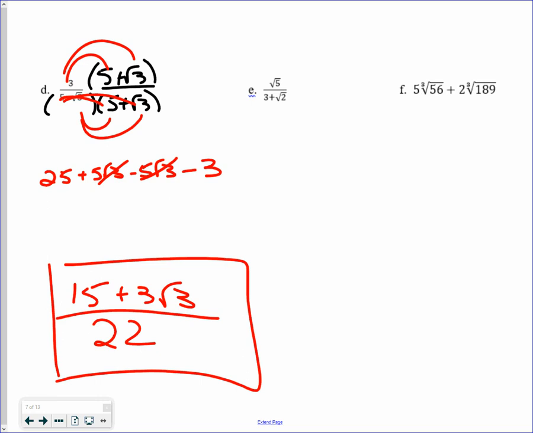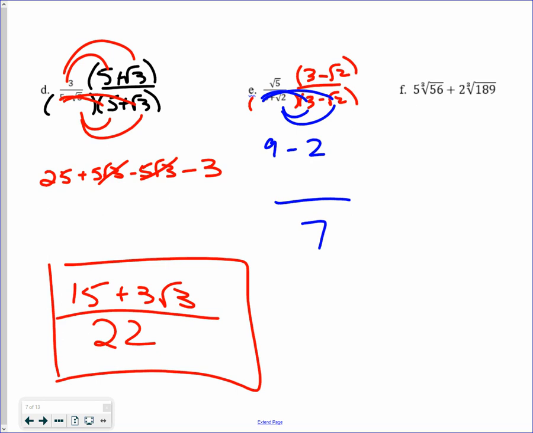So in the next one, very similar question. We're going to multiply by 3 minus the square root of 2. That is the conjugate. I'm going to FOIL the bottom. 3 times 3, which is 9. I already know this one and this one are going to cancel, leaving me with just the last one, which is 2. So the denominator is going to end up being 7.